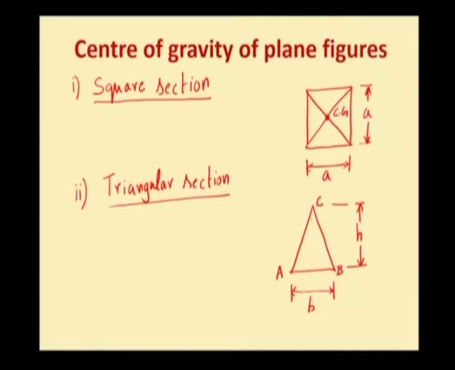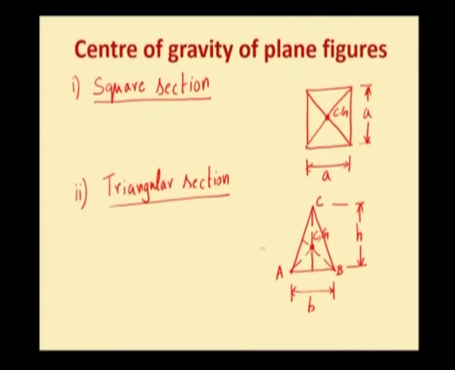So, the first median will be from C to the midpoint of AB. So, this is that median. Another median will be from the corner B to the midpoint of AC, and the third one will be from A to the midpoint of BC. So, these are the three medians. The center of gravity will be the point where the three medians intersect with one another.